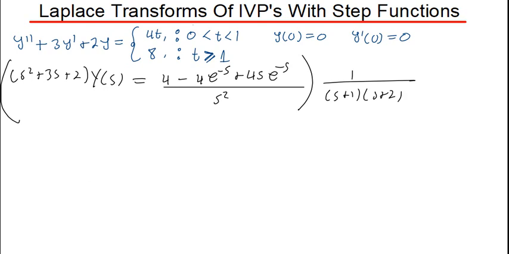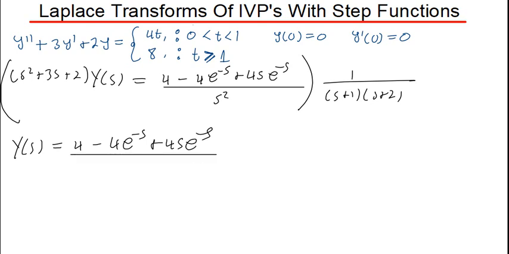Okay, so what I come up with is Y of s, which is equal to 4 minus 4e to the minus s plus 4s e to the minus s, then divide everything by, we have our s squared, then s plus 1, then s plus 2, like that.